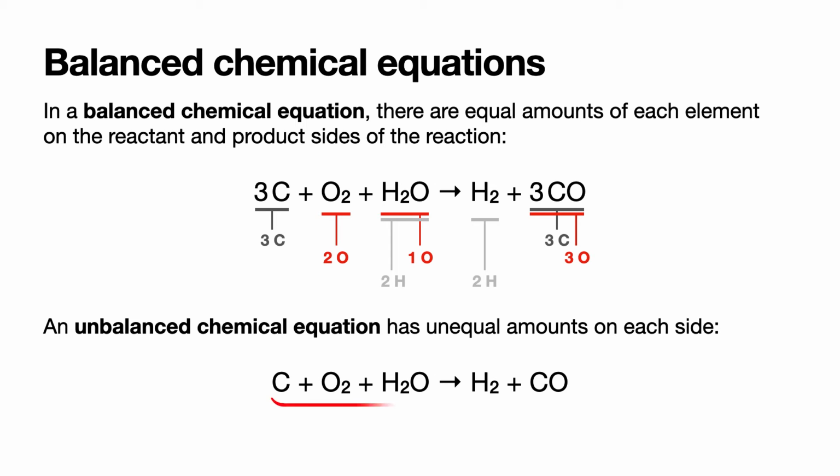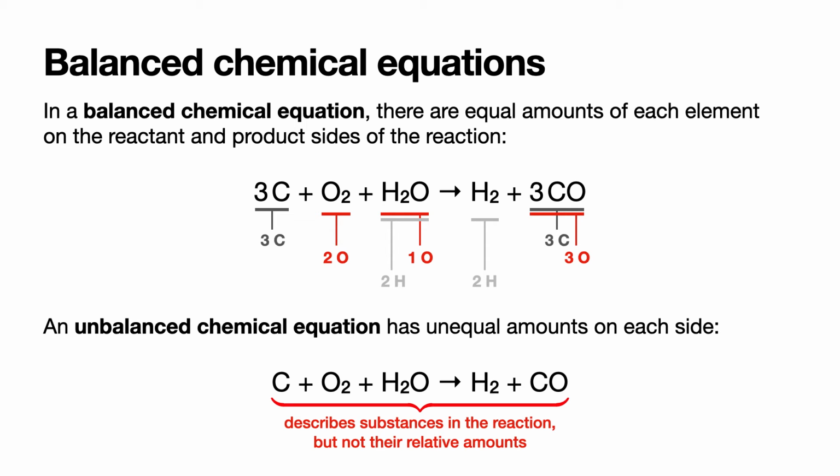It still describes the same process. It describes the substances that are in the reaction. It just doesn't describe the relative amounts of the substances. And since it doesn't give us that information, the unbalanced chemical equation is generally less useful than the balanced chemical equation.